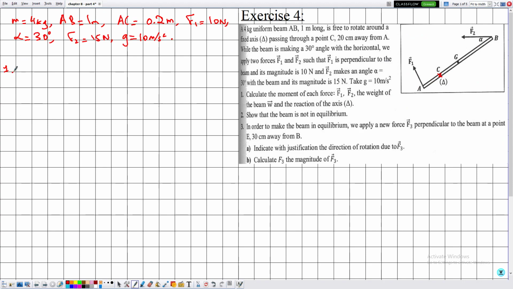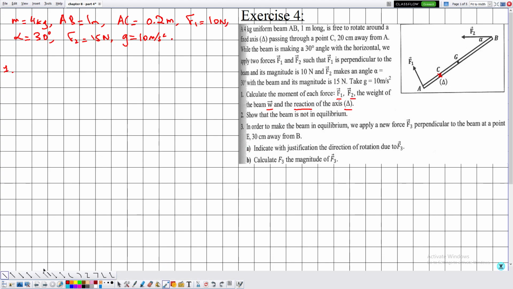Now, in number 1, they are asking me to calculate the moment of each force: the force F1, F2, the weight of the beam W, and the reaction of the axis delta. So how many forces do we have? We have F1, F2, the weight, and the reaction of the axis delta. So only F1 and F2 are being represented.